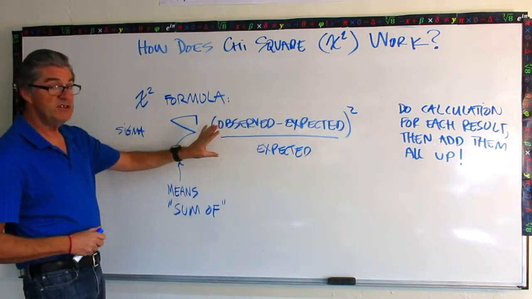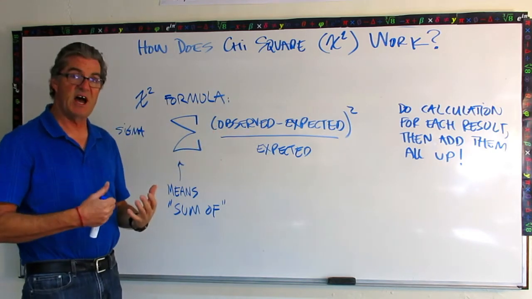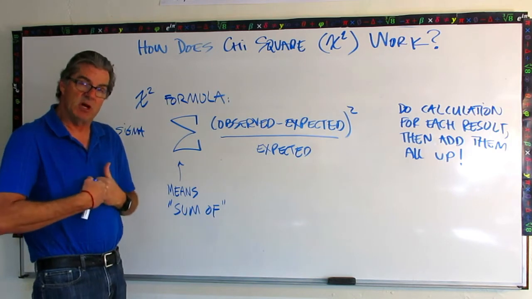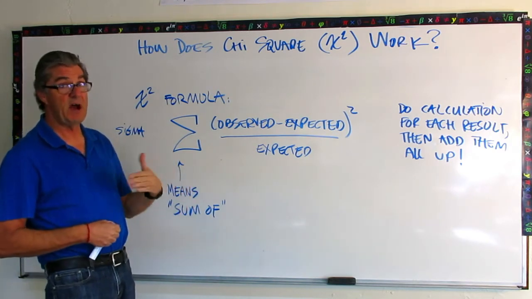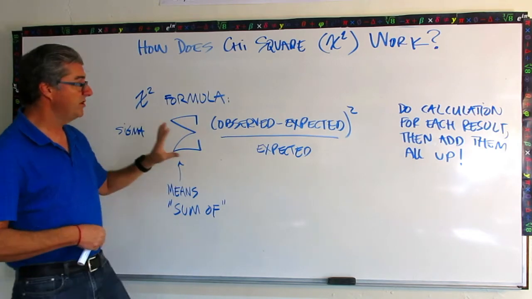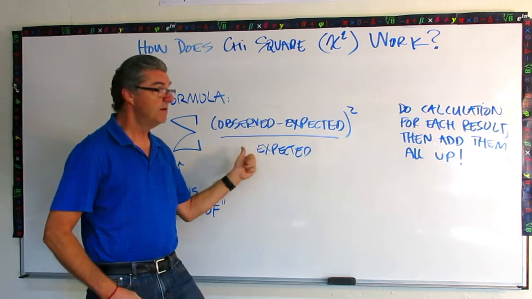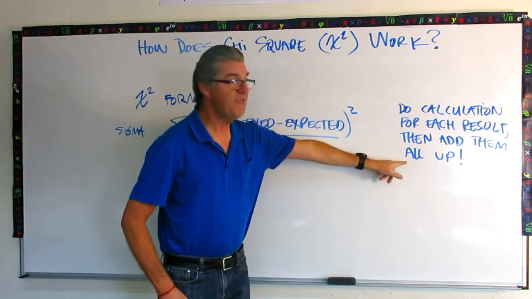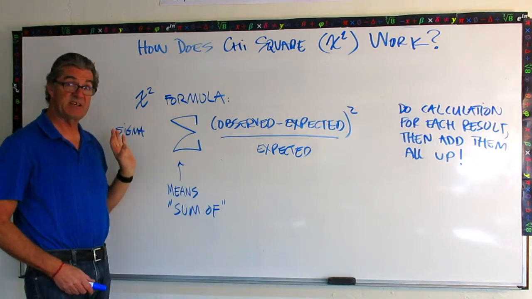So what we're going to do is when we have a situation where we're flipping coins or rolling dice, we're having a set of outcomes. Like a coin flip, we have the outcomes of heads and we have the outcomes of tails. So what we're going to do with this formula is we're going to do the calculation, this essential term, for each result, then add the whole results up, and that is the chi-square statistic.